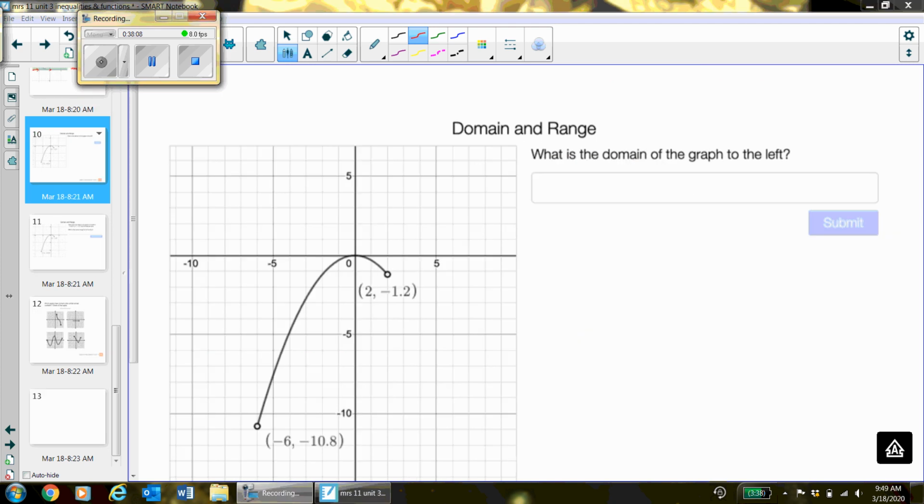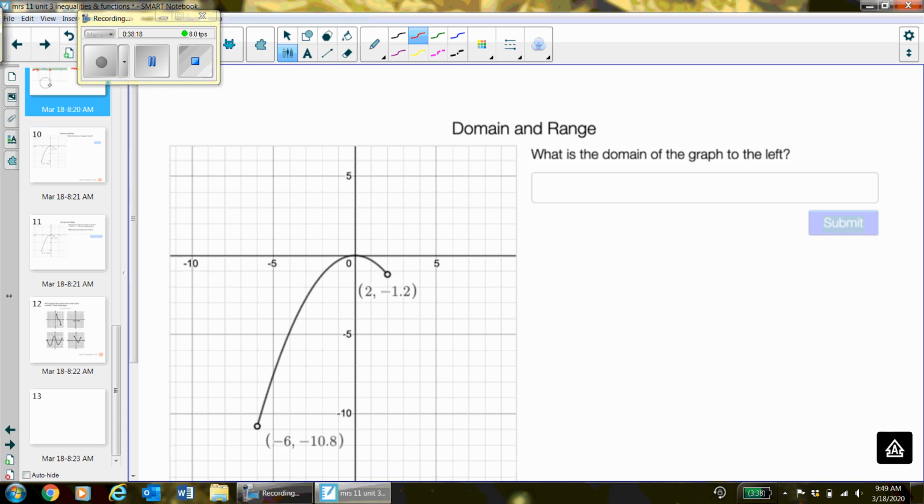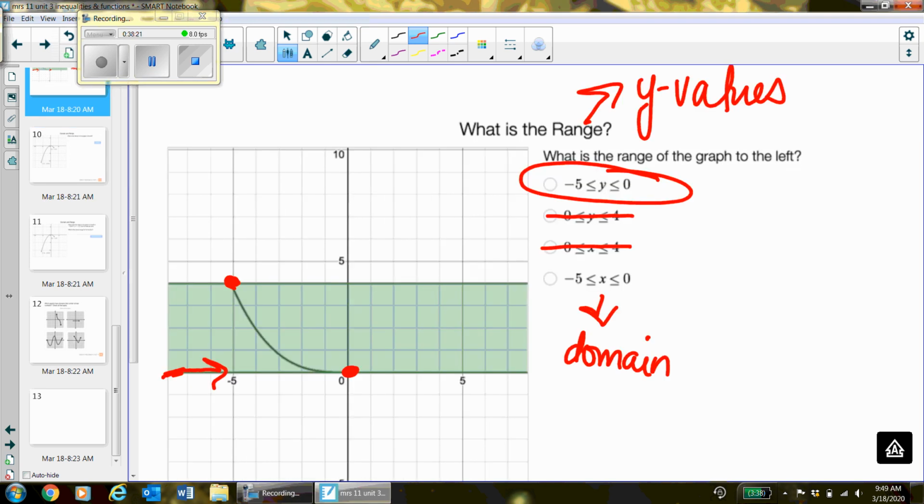Okay? Okay, so this is talking about domain and range again. What is the domain of the graph to the left? So remember the way they wrote the domain, well, yeah, the last question, which is here. All right, I'll just make it a star. This is the way they would like you to write domain again.